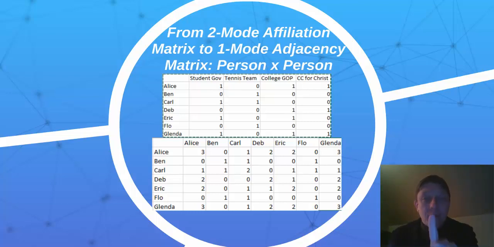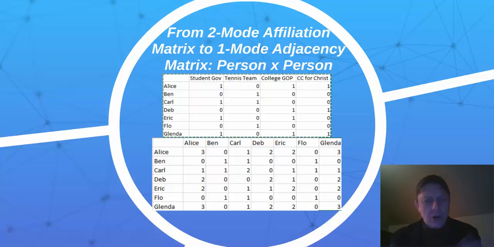Oh, Ben is only a member of one group. Remember the tennis team? We can see that up top. If you need to follow through, go back, rewind, or pause the video, and you can see that for yourself. Looking up at the top, there's a 1 only for Ben in the tennis team. So Ben shares 1 group with himself. Oh, this is pretty straightforward.